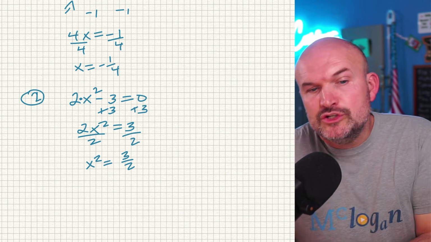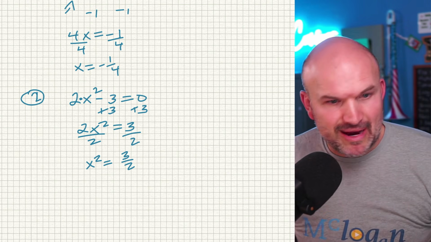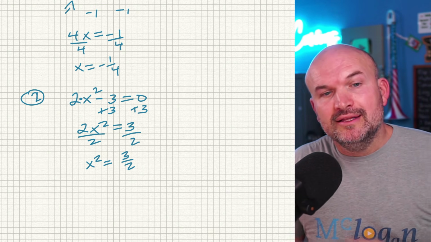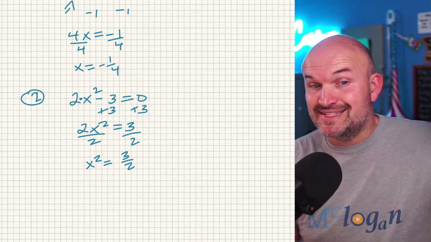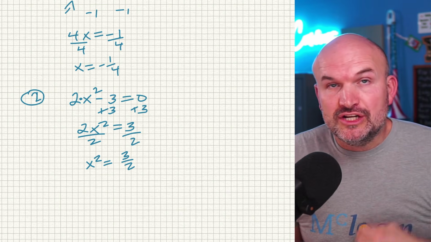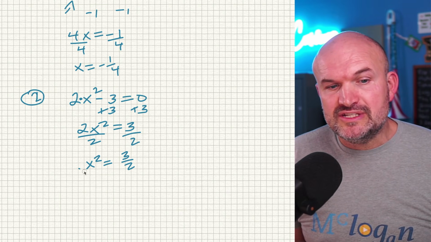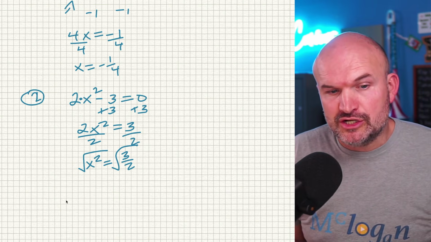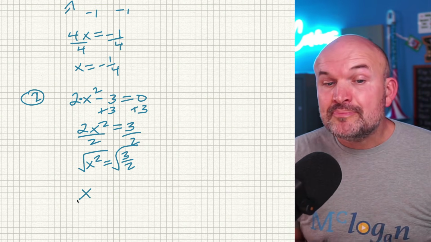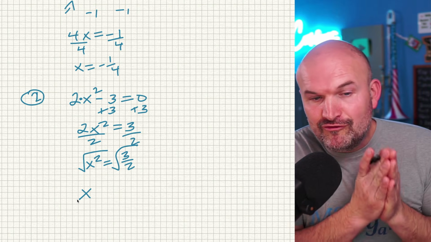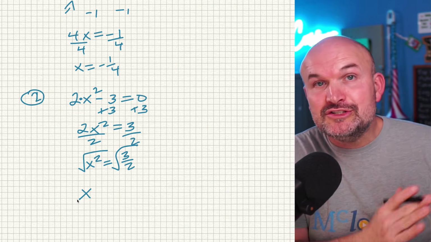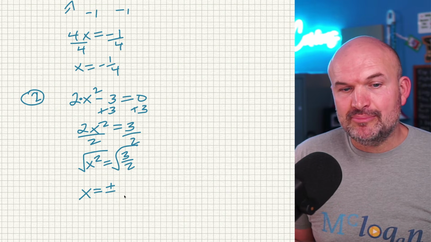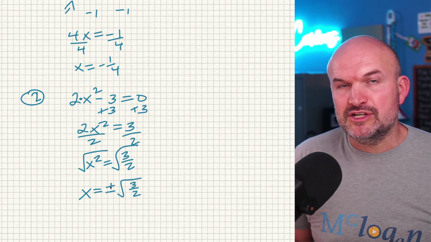So now what do we do with this x squared? How do we undo x being raised to the second power? Well, just like the inverse operation of subtracting 3 was adding 3, the inverse operation of multiplying by 2 was dividing by 2, the inverse operation of squaring is going to be introducing the square root. These are inverse operations. They're going to undo each other. They're going to leave us just with x. But it's important to remember for quadratic equations, when we introduce the square root, we have to include plus or minus. So x is going to equal plus or minus the square root of 3 over 2.